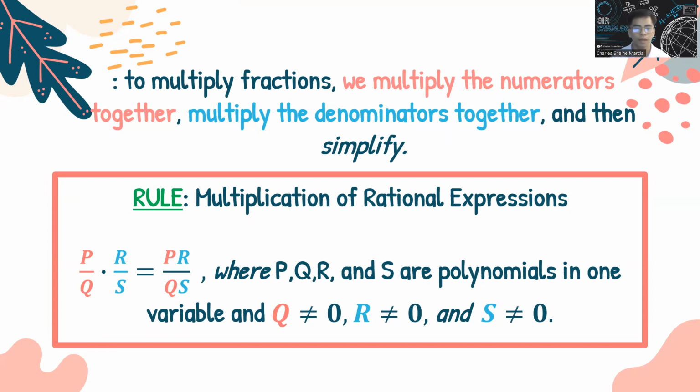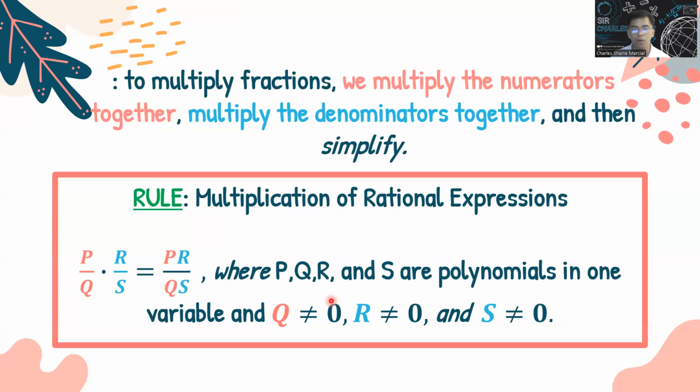Next, the rule of the multiplication of rational expressions. Ganito yan. We have P over Q times R over S, that is equal to PR over QS. Bakit nga ba natin ni-recall kung paano mag-multiply ng fractions? Because magagamit natin siya in multiplying rational expressions. P times R, kaya magiging PR, and Q times S, magiging QS.